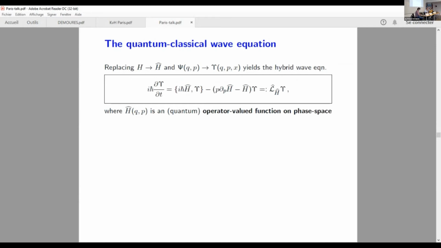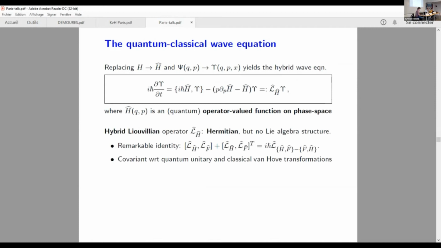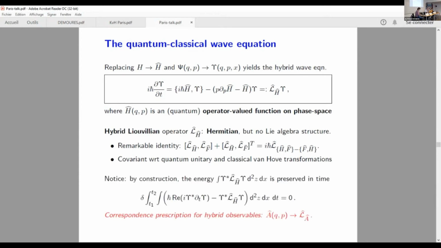So we get this quantum classical wave equation, where H is now an operator-valued function on phase space. So we have this new hybrid Liouvillian, which no longer possesses a Lie algebra structure. But it does have some interesting properties, such as what we call the remarkable identity, and also some equivariant properties under unitary and classical transformations. Again, this is a unitary evolution. The operator is Hermitian, so we can write the variational principle or equivalently the symplectic structure. And we have a correspondence now between hybrid observables and this hybrid Liouvillian.